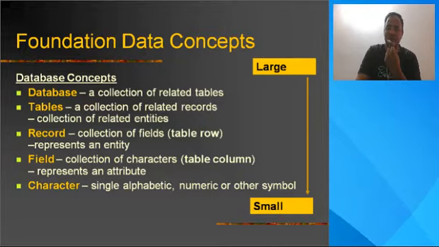Now the basic foundation of the database is the database itself, which is a collection of related tables. A table is a collection of related records, or a collection of related entities. A record is a collection of fields representing an entity, and a field is a collection of characters, that is, the table columns. A character is a single alphabetic, numeric or other symbol.